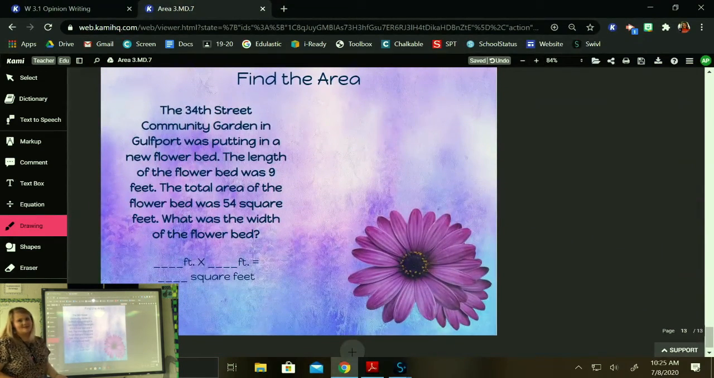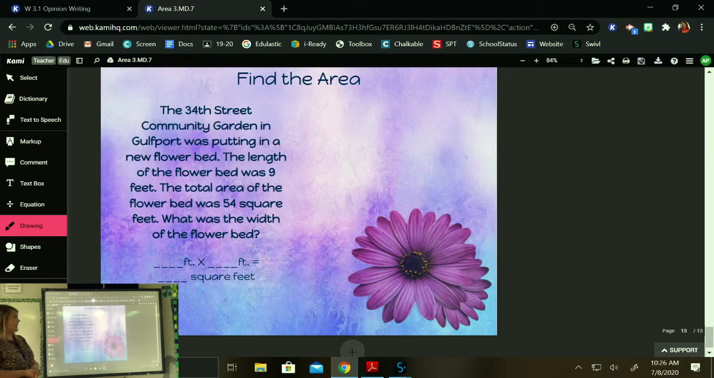This is going to be our last problem today. I want you to pause the screen and work it on your own, and then hit play when you're ready to check your answers. The 34th Street Community Garden in Gulfport was putting in a new flower bed. The length of the flower bed was 9 feet. The total area of the flower bed was 54 square feet. What was the width of the flower bed?